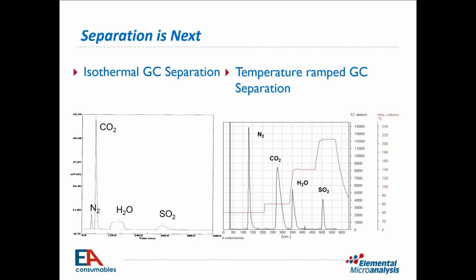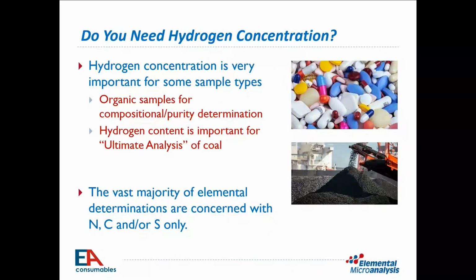So a question is, do you need hydrogen concentration? Hydrogen concentration is very important for some applications. Organic samples for compositional purity determinations, often used in the pharmaceutical industry, is key. Also, hydrogen content is important for the ultimate analysis of coal. It is used directly to calculate the heat of combustion, which obviously is very key for coal.